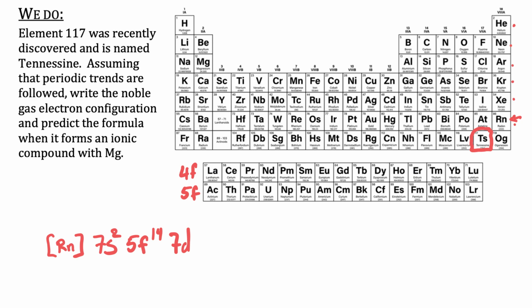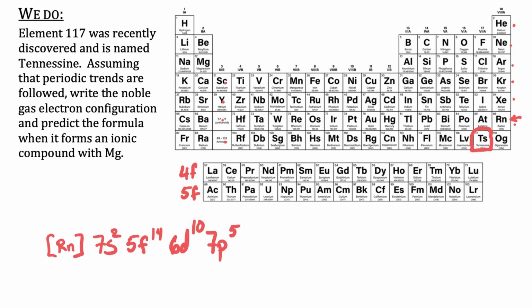Excuse me, not period 8. There is no period 8. Period 7, this has to be 6d, right? 3d, 4d, 5d, 6d. 6d10, we're going all the way through the D block here. And so then we enter the P block. So that will be 7p. And tennessine is in the 5th column of the P block. So there's the noble gas electron configuration for tennessine.